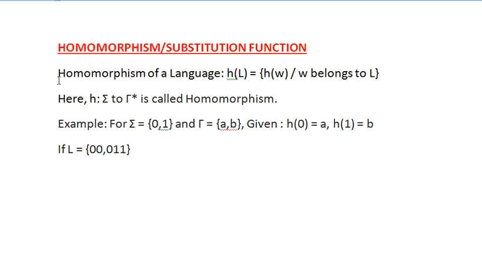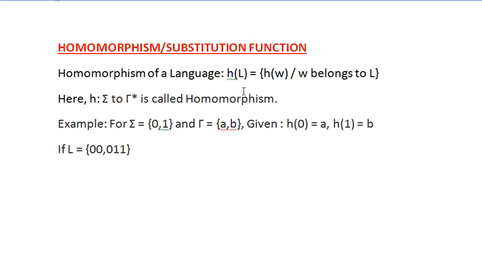So first let us understand what is homomorphism of a language. Homomorphism of a language is generally represented by H of L. H of a language is nothing but a homomorphic image. That means there should be an element corresponding to the strings of a language L, to which we have to convert. Suppose we have some set of strings in a particular language, and we have an image of that by using a function, then we say it is a homomorphic image of that particular language L.